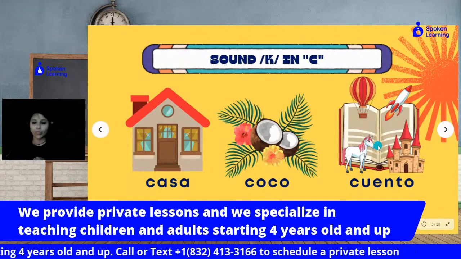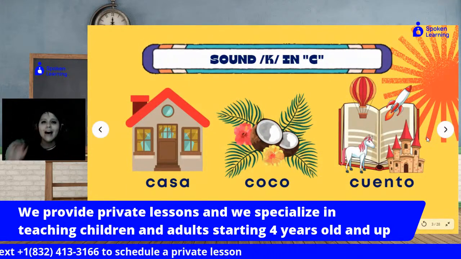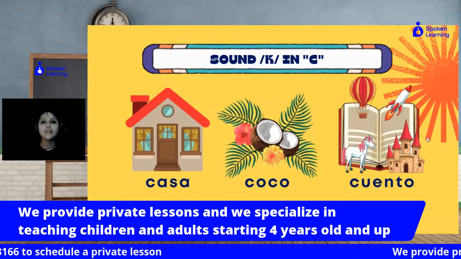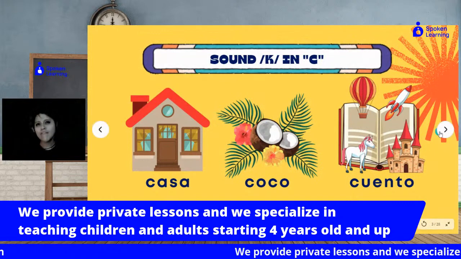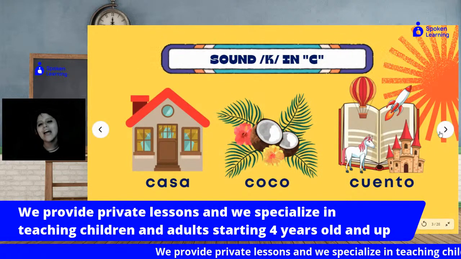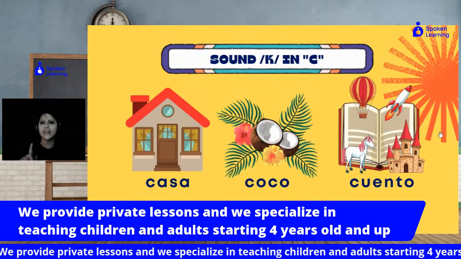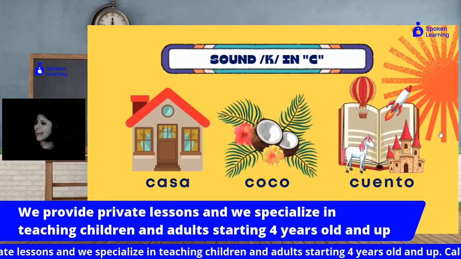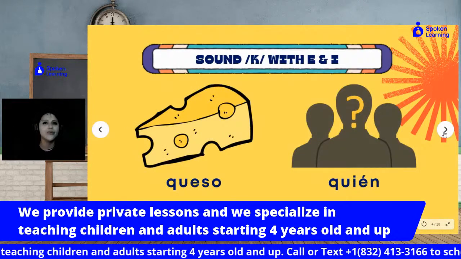Cuento. So letter C cannot have a k sound with vowels E, I, correct? Let's review how we can actually make the sound k with E, I. We need some helpers for this.